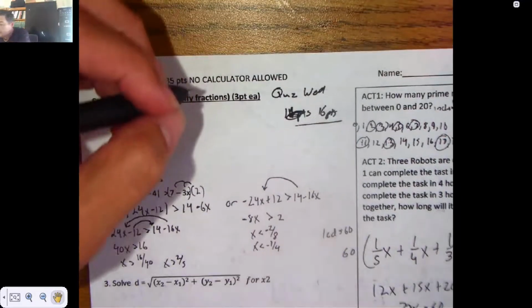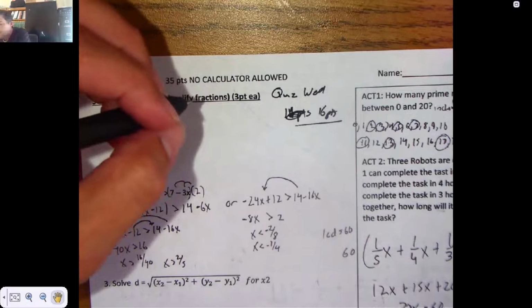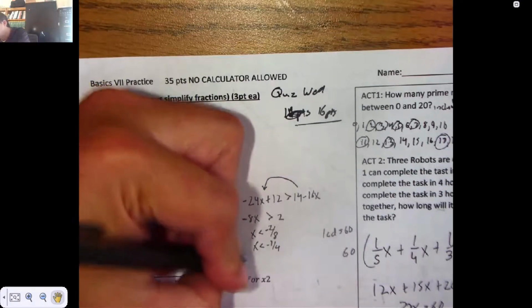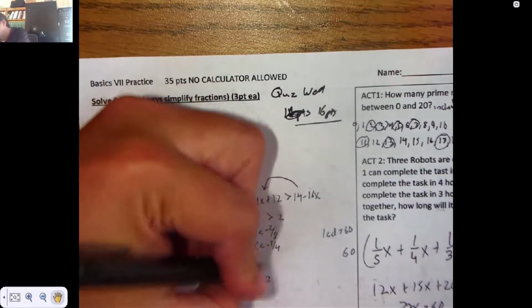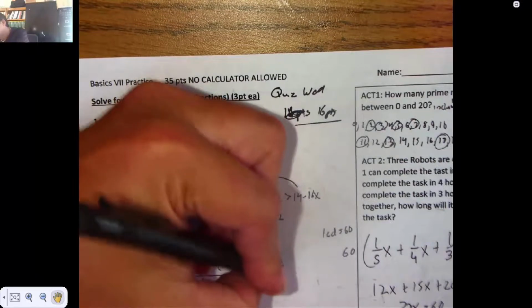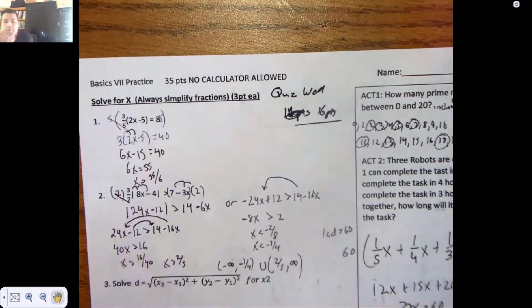All right, time to talk about these answers. If I'm less than a negative quarter, I am negative infinity all the way to negative 1/4, union with 2/5 to infinity, because I'm greater than 2/5. So assuming I didn't make any mistakes in my algebra, that'll do it.